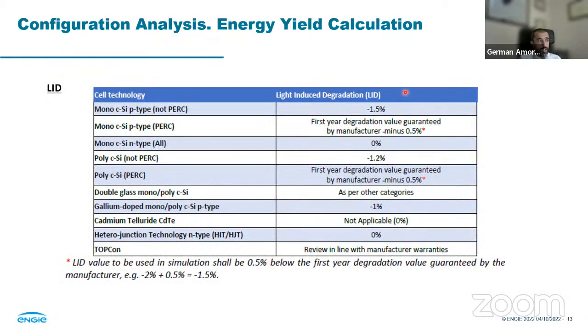Here, LID: frequently, for the normal or commercial solution with mono-PERC, currently, according to our experience, we are going to use minus 0.5% of LID losses.